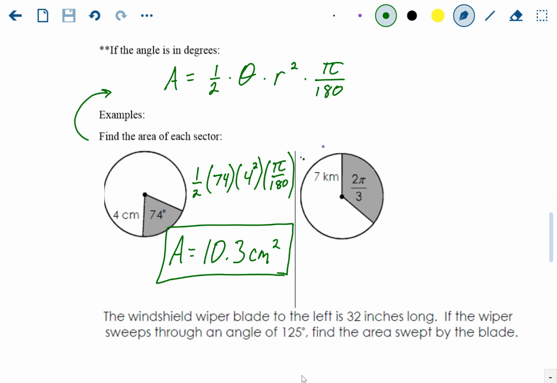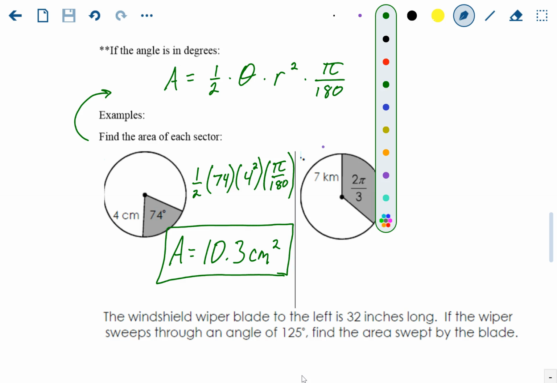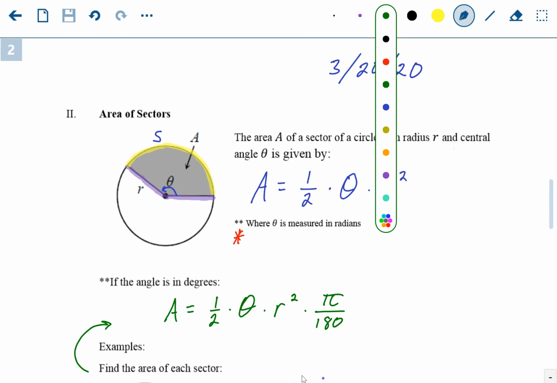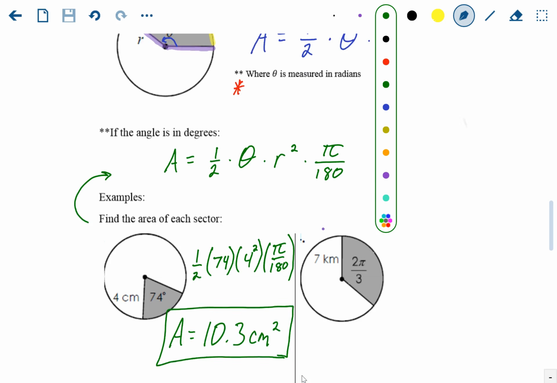All right, second one's in radians. How do we know it's in radians? Well, there's a pi in there. Usually all radian measures have pi. There's also no degree symbol. Radians are unitless, so there's no labeling. Okay. All right, this one's in radians, so we could go ahead and use the original formula, the 1/2 theta r squared.